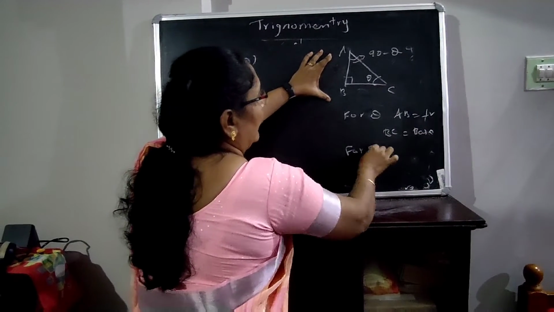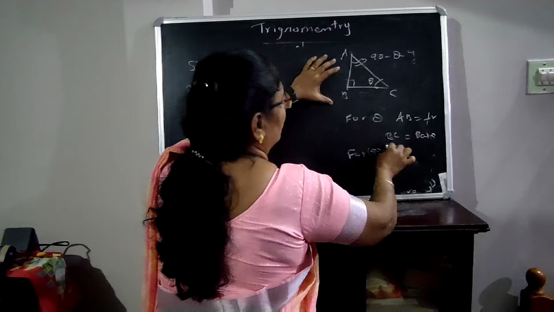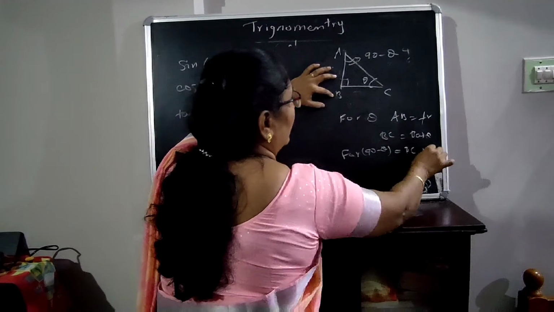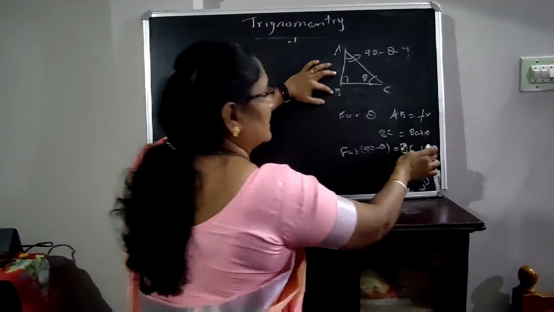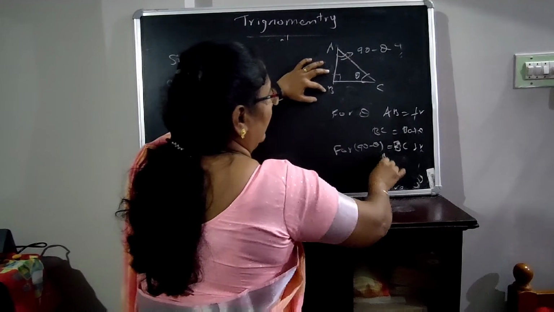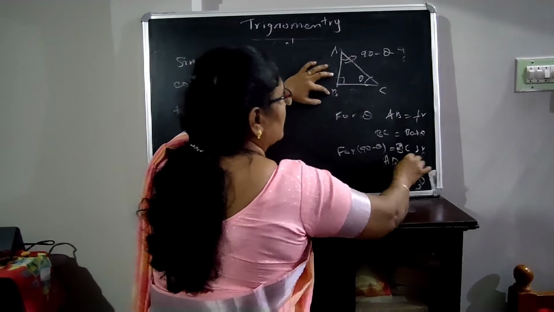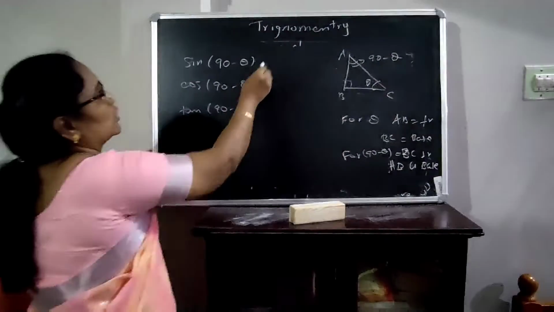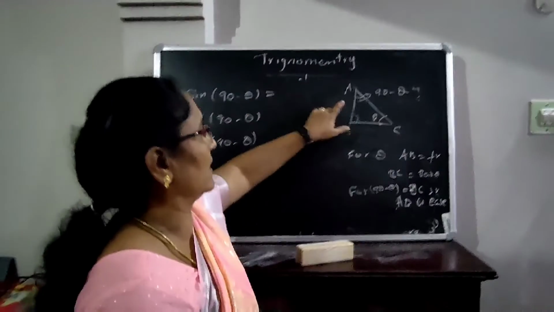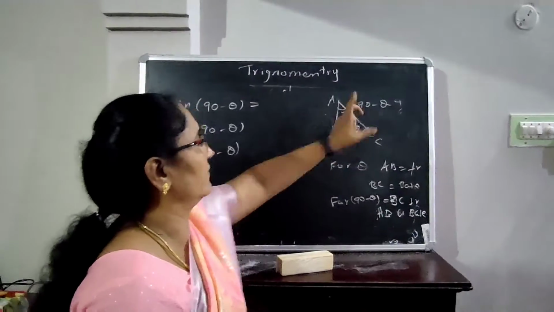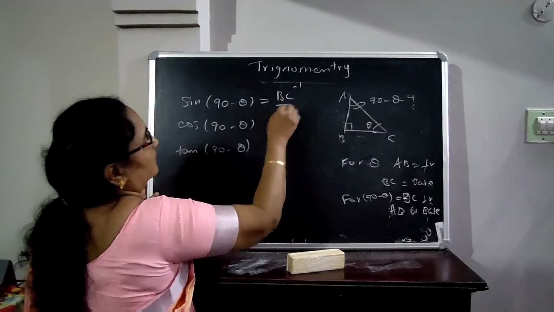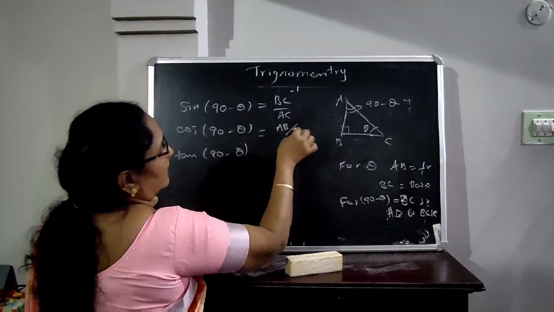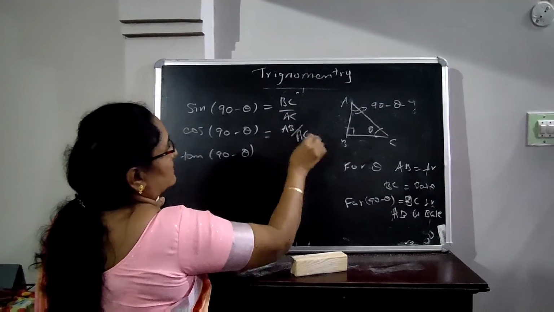For 90 minus theta, the opposite side is perpendicular: BC is perpendicular, AB is base. So for sin of 90 minus theta, it is BC divided by AC. Cos of 90 minus theta is base divided by hypotenuse AC.